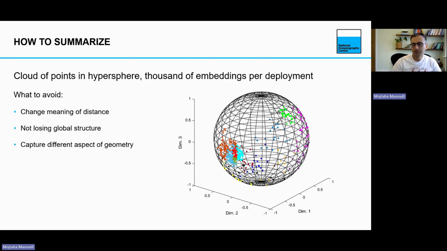So we started on how we can summarize our data, because we know that our data is on the unit hypersphere. We had a crowd of points, 1,000 embeddings per deployment, and what we tried to do was not change the meaning of the distance between the embeddings, and not touch the structure of the embeddings. We only wanted to capture different aspects of the geometry.